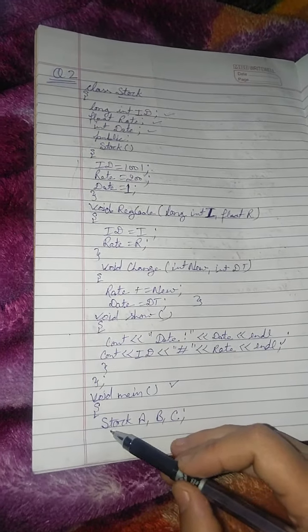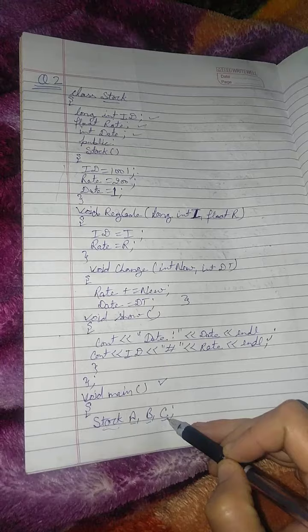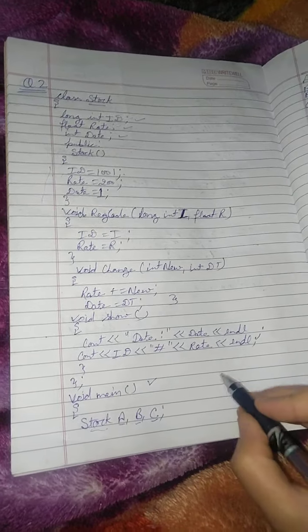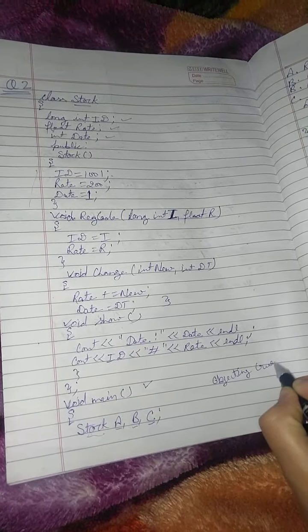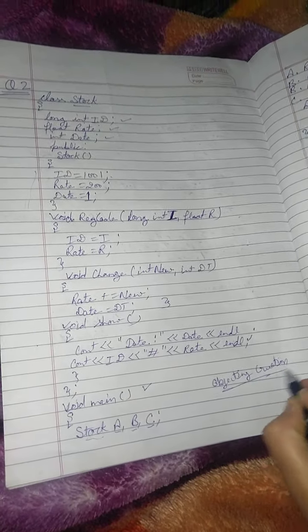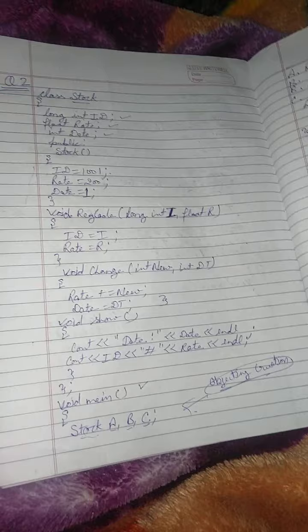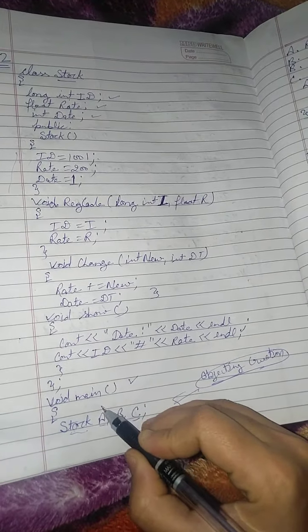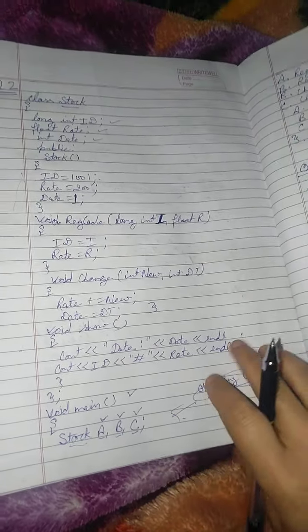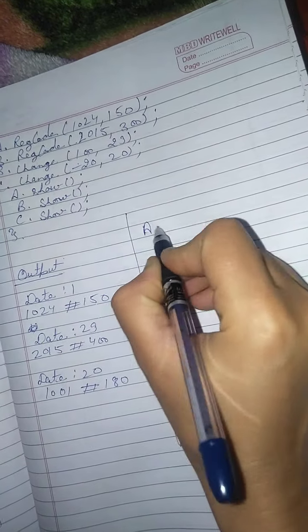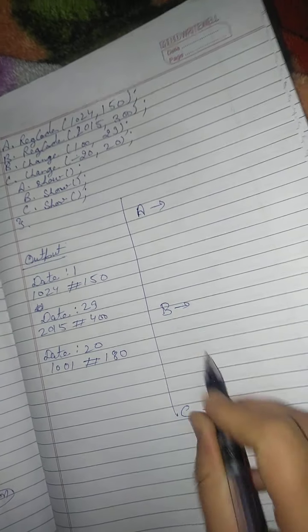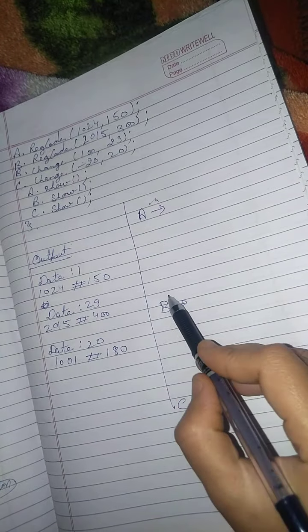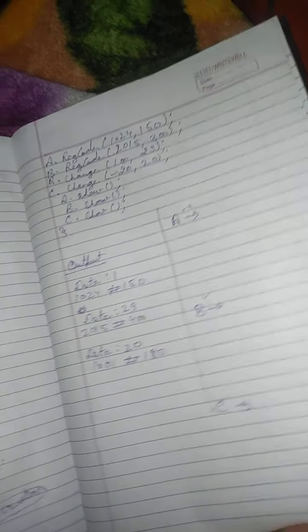Class stock can create three objects. The object creating concept is used in this. Here we have to create three objects, A, B and C. Write it here. We have to use three objects, A, B, C. It means it gives three values, one for A, one for B and one for C.